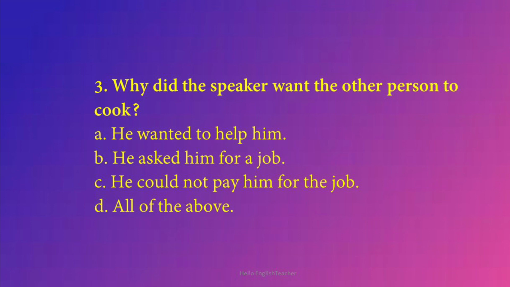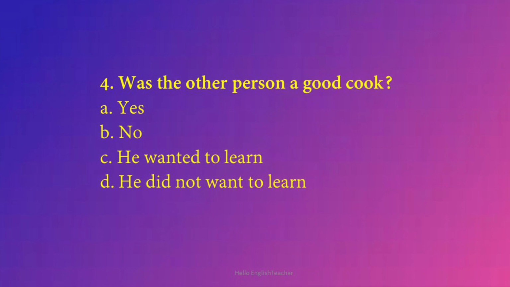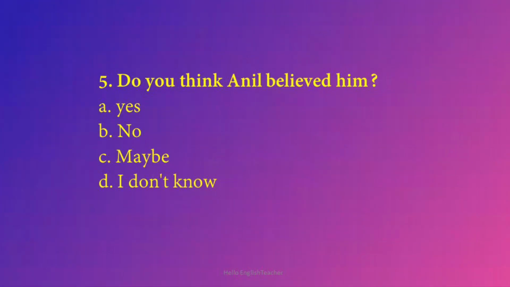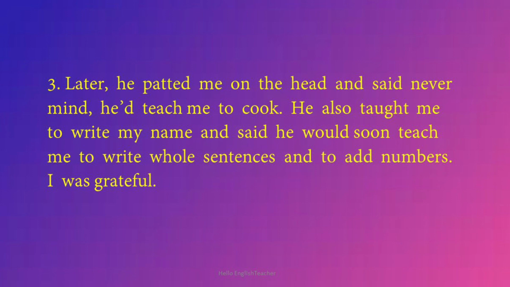So, let us look at question number 4. Was the other person a good cook? Yes, no, he wanted to learn. He did not want to learn. So, the answer is no, he was not a good cook. We know that the thief did not know how to cook at all. So, the next question, do you think Anil believed him? Yes, no, maybe and I don't know. So, as of now we know that Anil believed him, that is why he agreed and took him home and gave him that job of cooking for him.